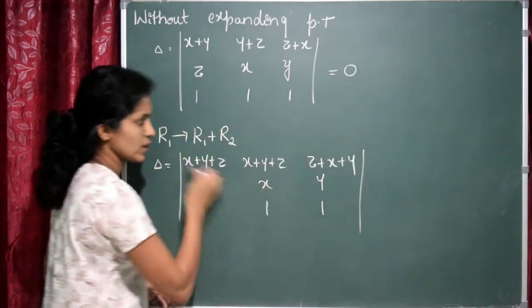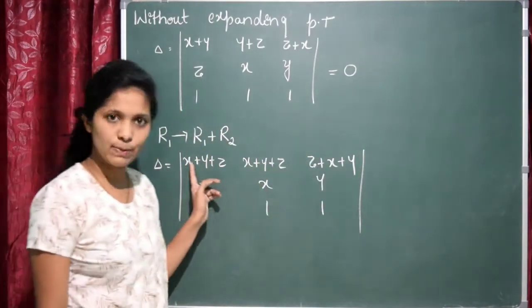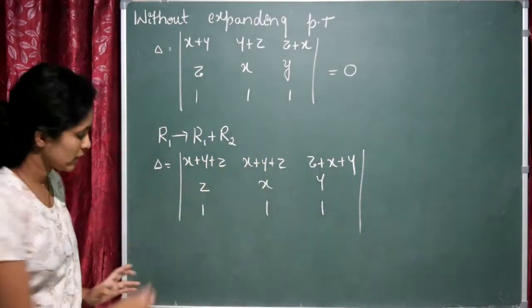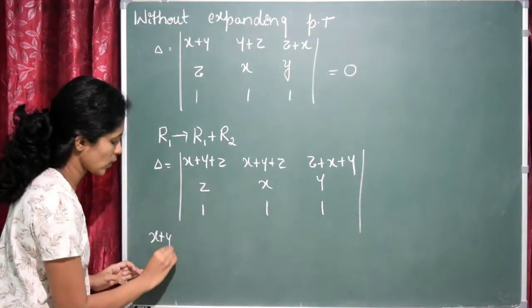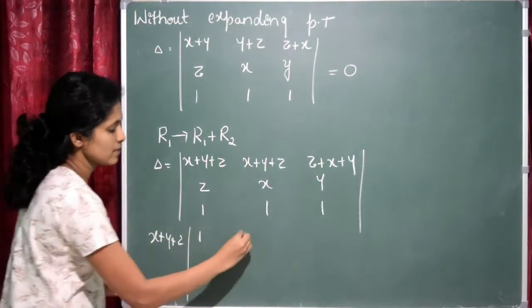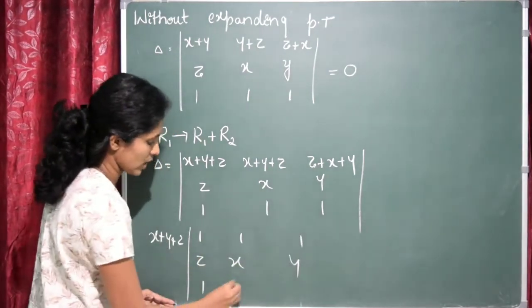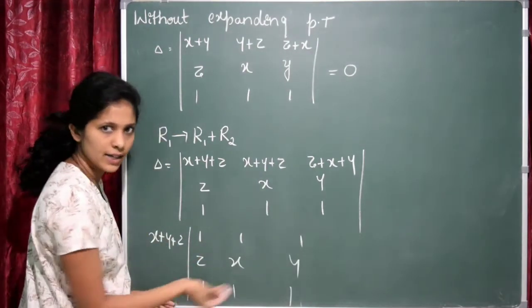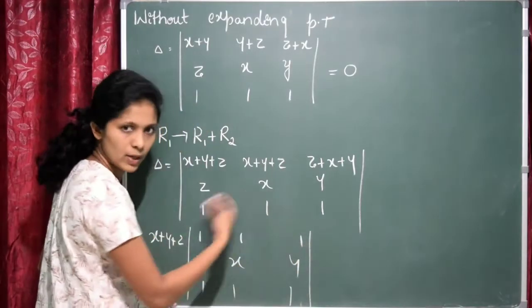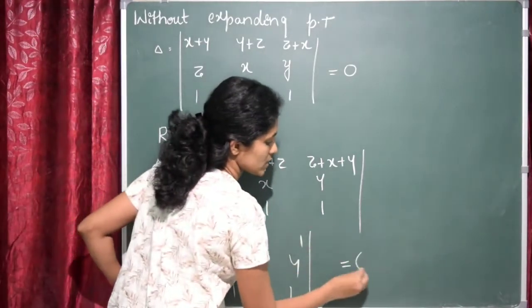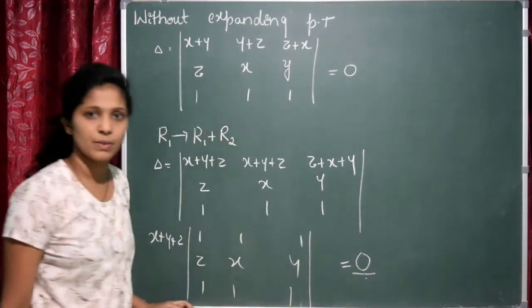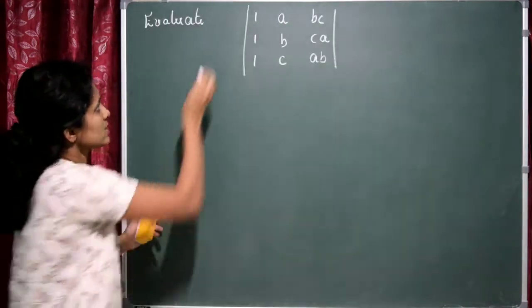Here you can see in the first row, x plus y plus z is common, right? So you take that out, x plus y plus z. What is remaining? 1, 1, 1. So this is z, x and y, and this is 1, 1, 1. Two rows are identical, so this will be equal to 0. So the determinant of this one is equal to 0. Simple.